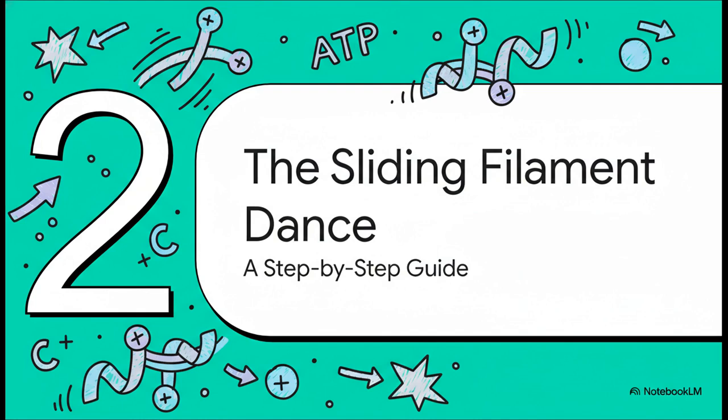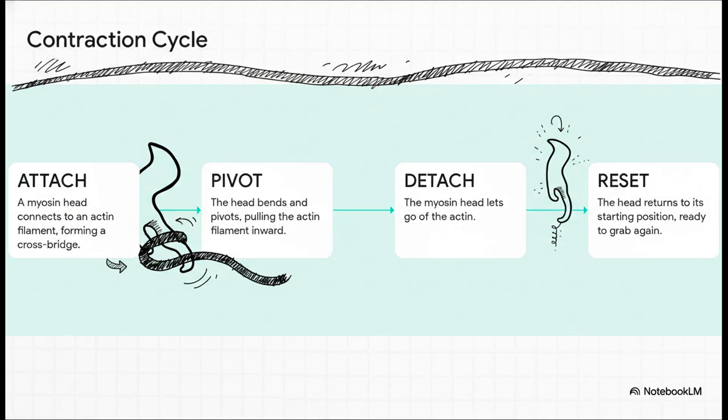We're about to watch this incredibly fast, super elegant process that scientists call the sliding filament theory, but I like to think of it more as a dance. And this dance happens in a super fast four-step loop. First, one of those myosin heads reaches up and attaches to the actin rope. This connection is called a crossbridge. Then it pivots, bending with some real force and pulling that actin rope in towards the center. After the pull, it has to detach, letting go of the rope, and finally, it resets, snapping back to where it started, ready to grab that rope again, just a little further down.